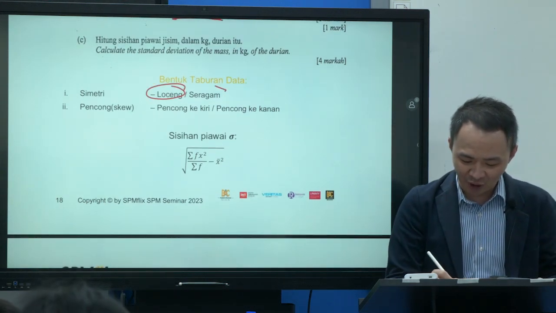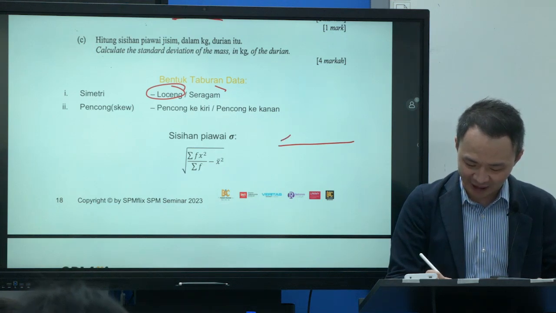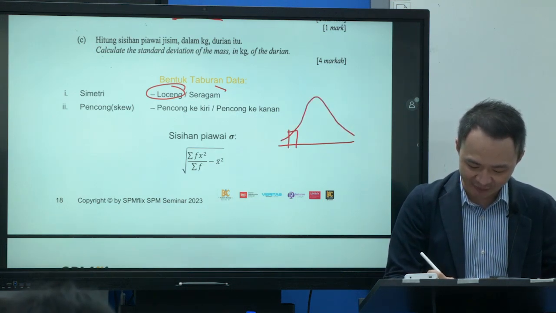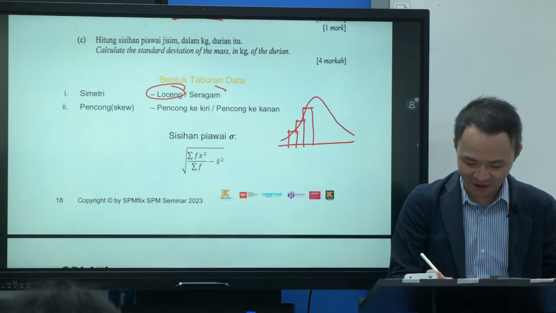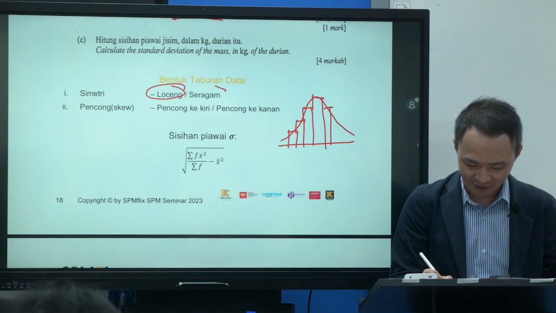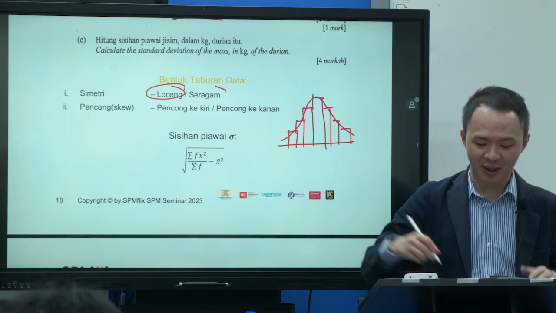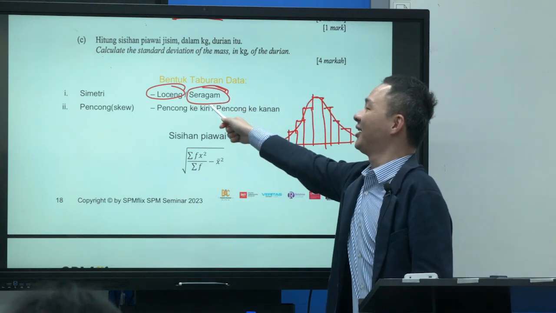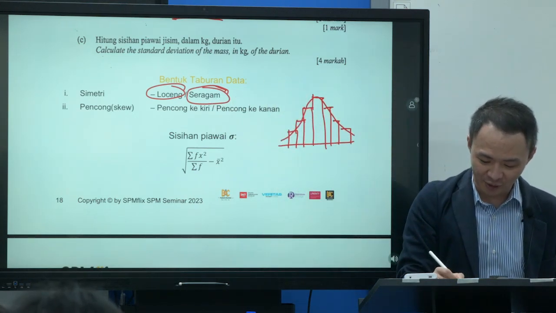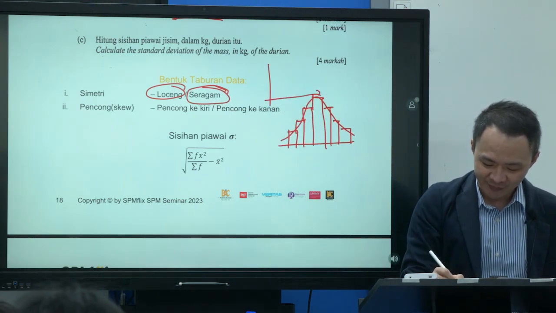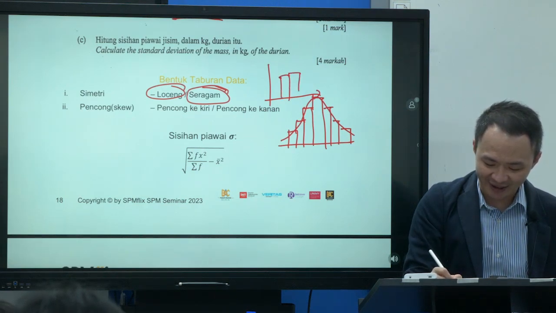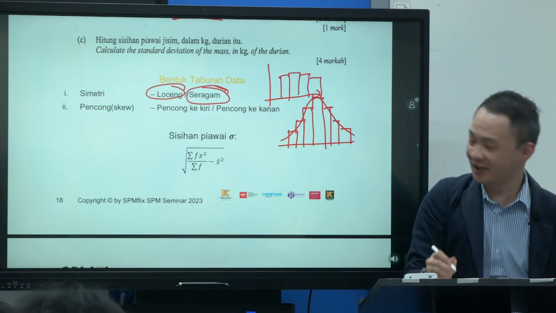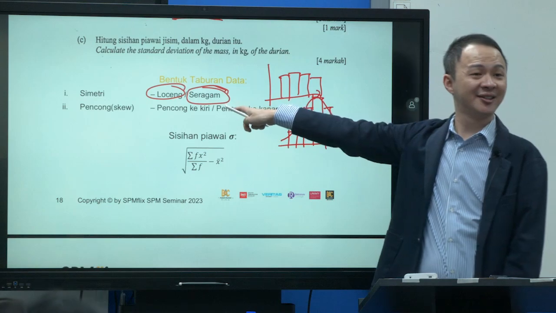Okay, long tang is a bell shape, so it looks like this. That means your histogram must look like this. Do you see that? This one we call long tang, so it's a bell shape. If this one is a uniform shape, so seragam is all about the same height. Do you see? It's all about the same height because seragam.